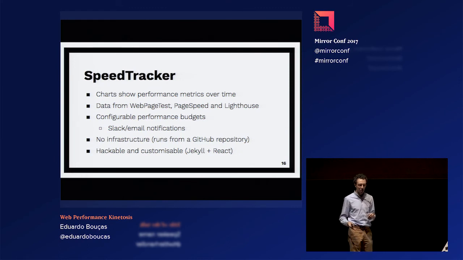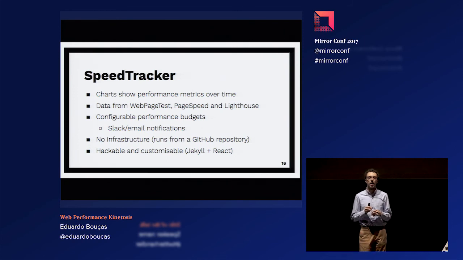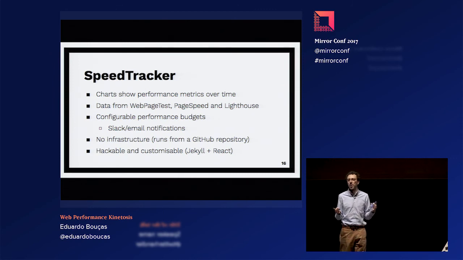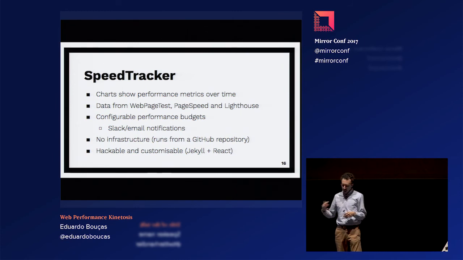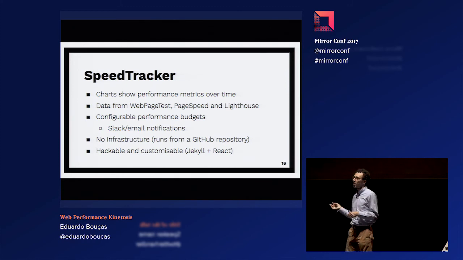And one thing that was really important to me when I was building this was to make it really accessible for everyone. I found that it's not enough to build something that is open source and free, because if it requires a huge infrastructure like a MongoDB database or a powerful server, then it's still not accessible to everyone, because people will still have to pay for this infrastructure. So I had this in mind when I built SpeedTracker, and the end result basically doesn't require any infrastructure because it runs from a GitHub repository.